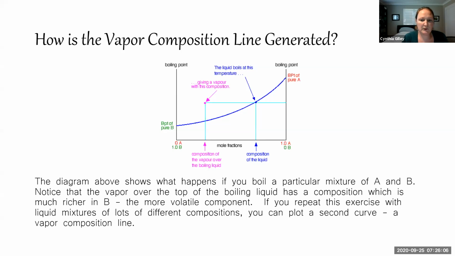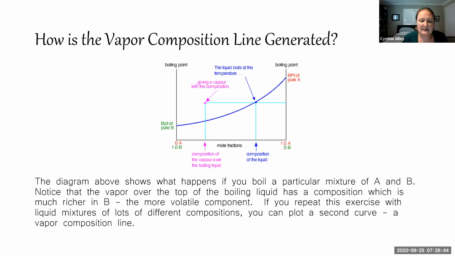Okay, so the diagram above shows what happens if you boil a particular mixture of A and B. Notice that the vapor over the top of the boiling liquid has a composition which is much richer in B, the more volatile component. If you repeat this exercise with liquid mixtures of lots of different compositions, you can plot a second curve, a vapor composition line. So basically this slide is talking about that pink line that we saw on the last slide. How is that generated? How do they know where and exactly how to draw that pink line?